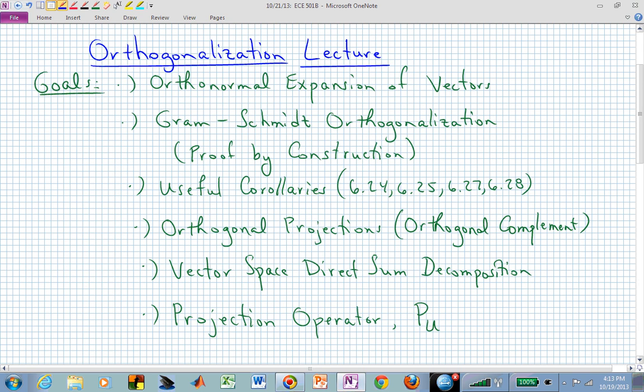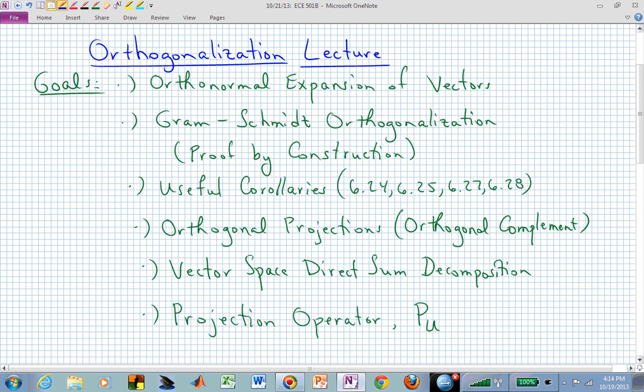What does it mean if we can only live in a particular subspace within the original linear vector space? Then can we actually project a generic vector in the vector space onto that subspace that we can live on? And that will then provide us with this vector space direct sum decomposition.